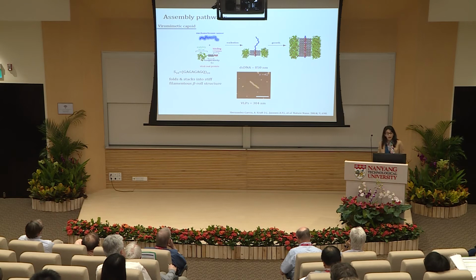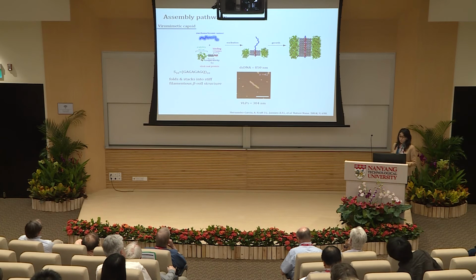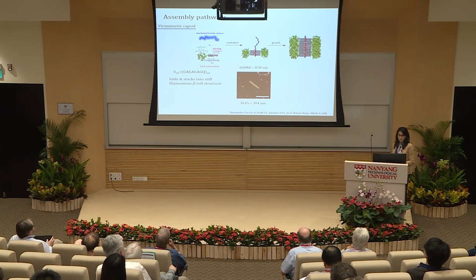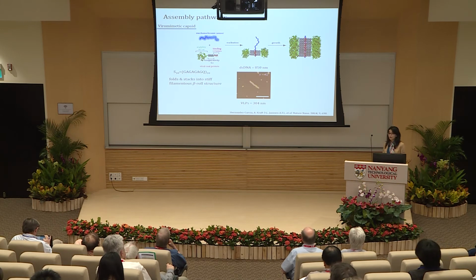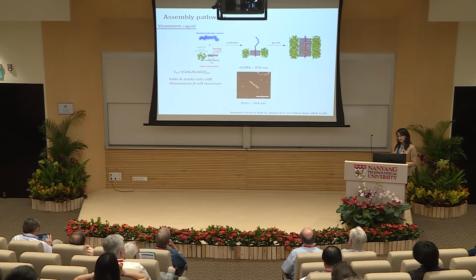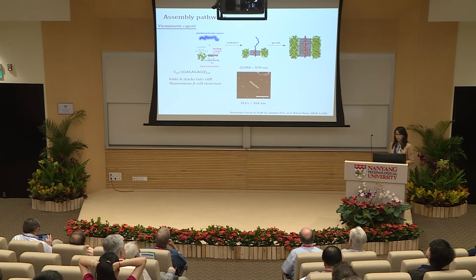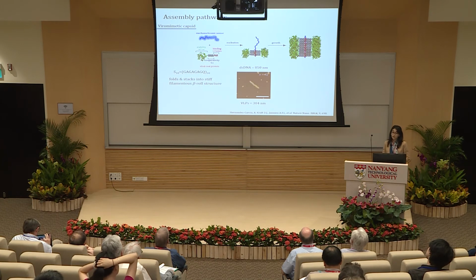A colleague of mine designed and produced this to obtain viromimetic capsids. I don't know the details on the bioengineering side, but what it does is fold and stack into stiff filamentous fibrils with a beta-roll structure. And he also successfully demonstrated the coating and encapsulation of double-stranded DNA into virus-like particles. But the characterization they could do with this system was limited to AFM.